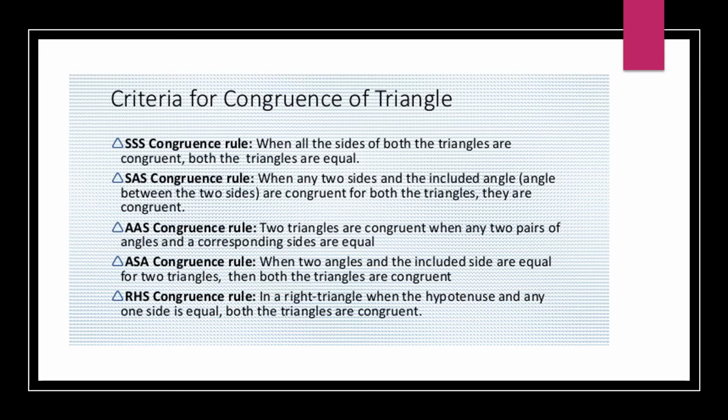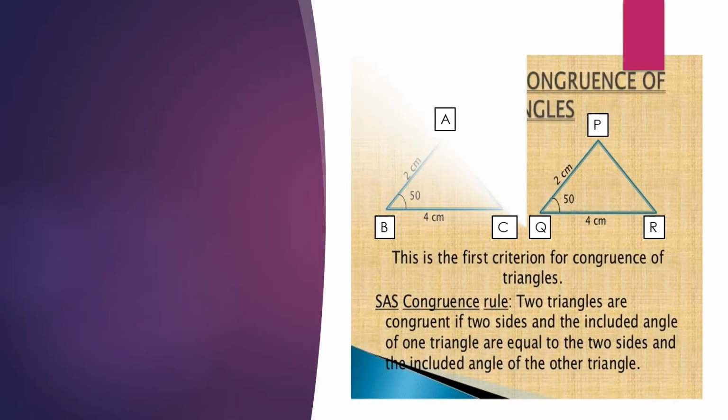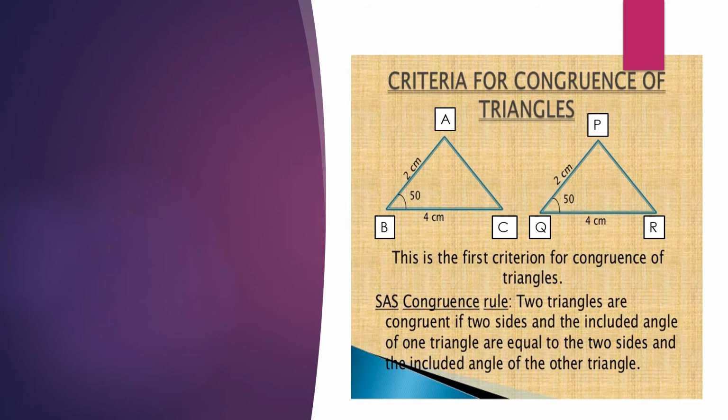And the last one is the RHS congruence rule. In a right triangle, when the hypotenuse and any one side are equal, both the triangles are congruent. Now we will learn all this in detail, one by one. Now let us discuss one by one, and the first one is the SAS congruence rule.